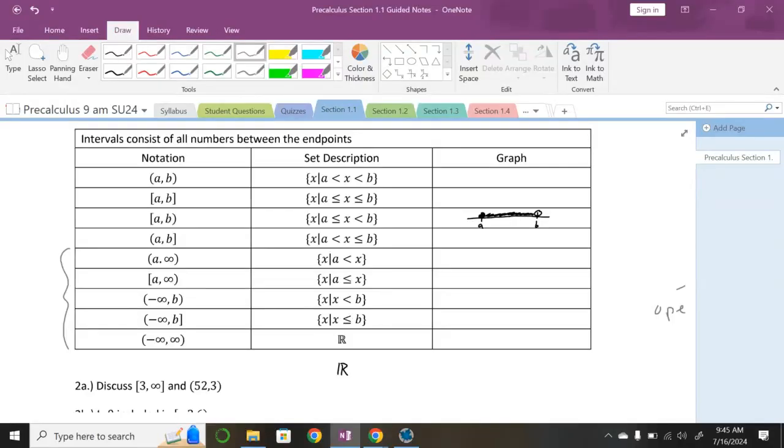Infinity is in parentheses. Infinity is never included. Does that immediately make sense to us or not? Is infinity a number? No, it's a concept. Like I said, we don't really know what infinity is. It's just okay, that way forever. You don't actually get there. Like, what is infinity? There's no such thing. So you should never put a bracket around infinity.